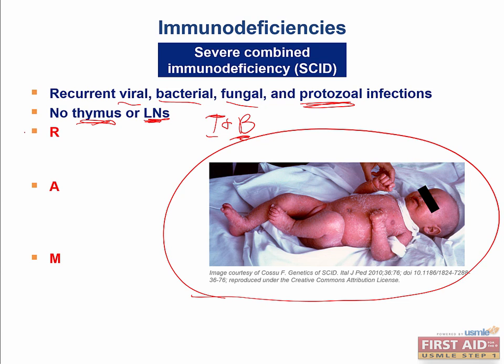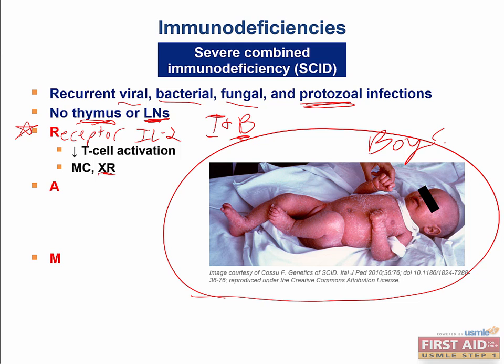The first one, which is the most common reason for this condition, is a receptor defect of interleukin-2 receptors. What will this lead to? You know, a decrease in T cell activation, because interleukin-2 is the T cell stimulator, as you recall. This is the most common, as I just said, and it's X-linked. What does that mean? Boys, right? That's why you remember bubble boys. Poor kids.